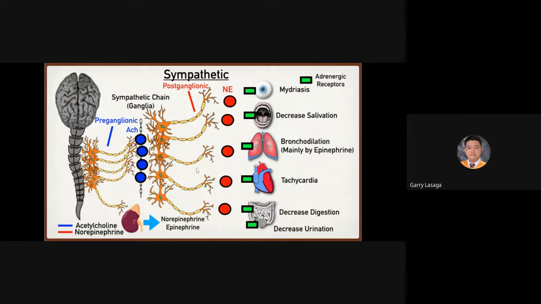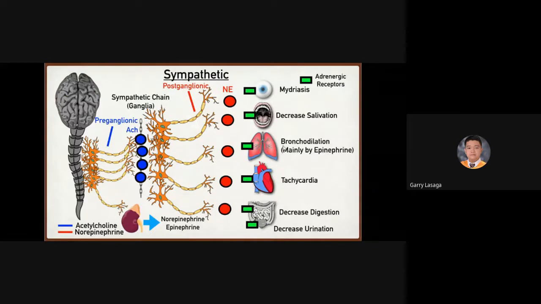So this diagram here represents the effects of the sympathetic innervation to the different tissues. In the pupil, it will induce mydriasis, or the dilation of the pupil. In the salivary gland, it will reduce the production of saliva, so there is decreased salivation.